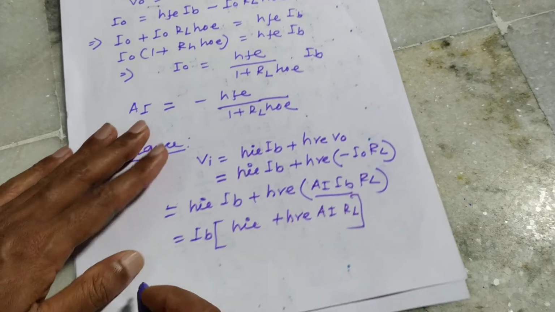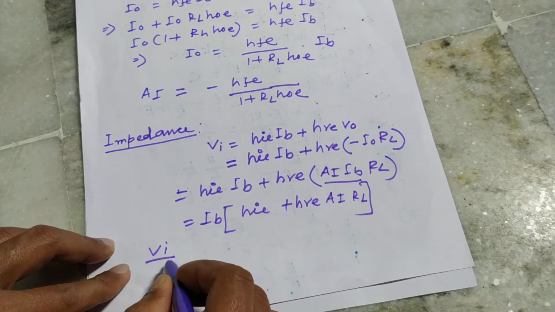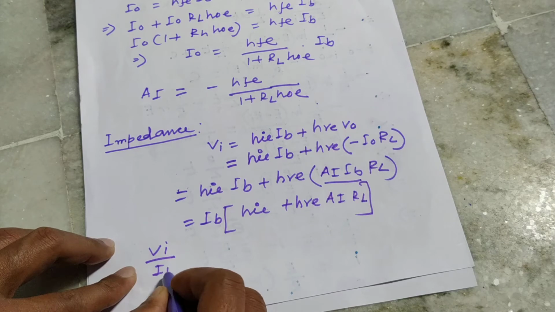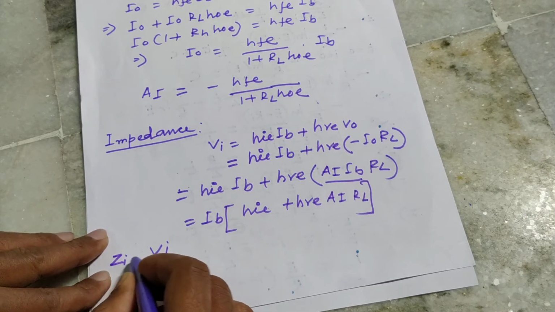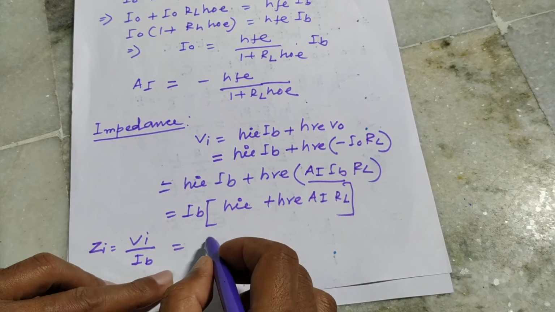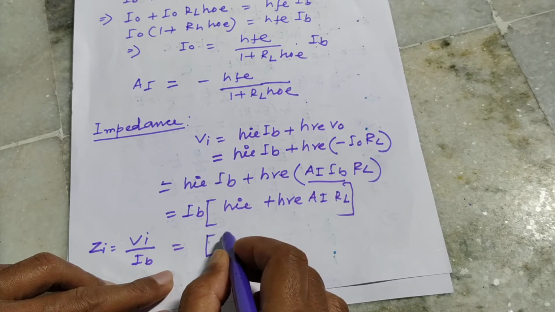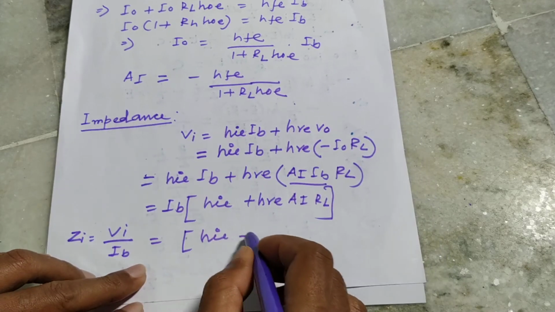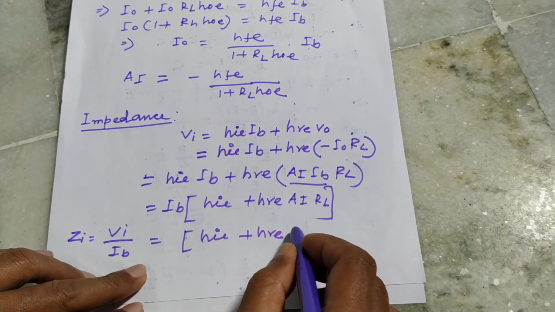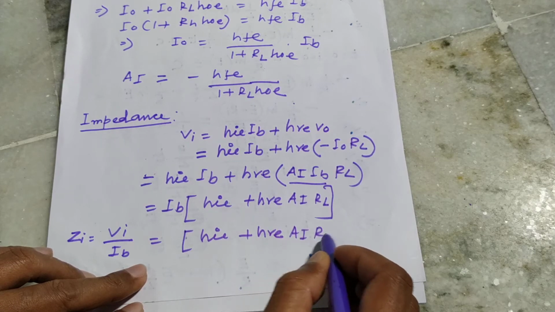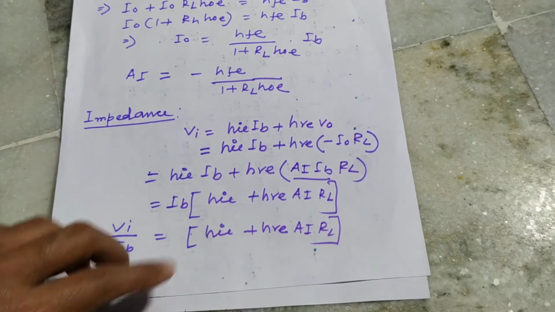Okay, so the input voltage by input current, this is the ZI, and this will be HI plus HRE AIRL. Okay, so this is the input impedance.